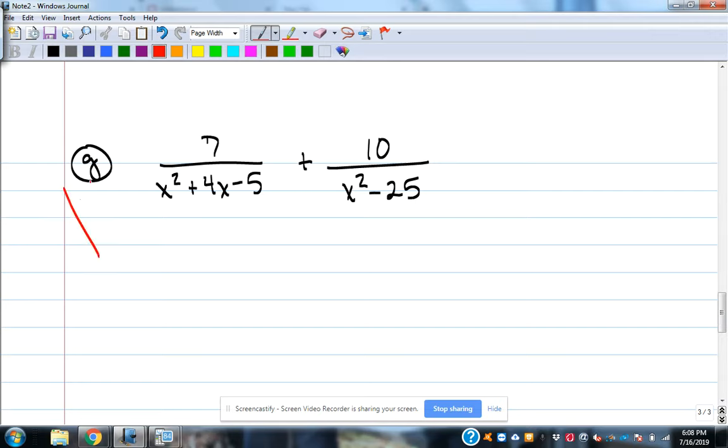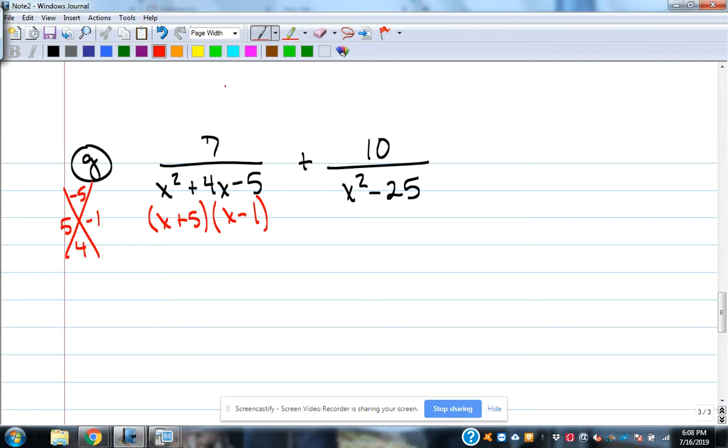So we got to use the X method for the first one. Negative 5 had to be 4. 5 and negative 1. Because it's got a 1 in front of x squared, I can go straight to the factors. X plus 5, x minus 1. So there's the factored form of the denominator. x squared plus 4x minus 5 turns into x plus 5 and x minus 1.